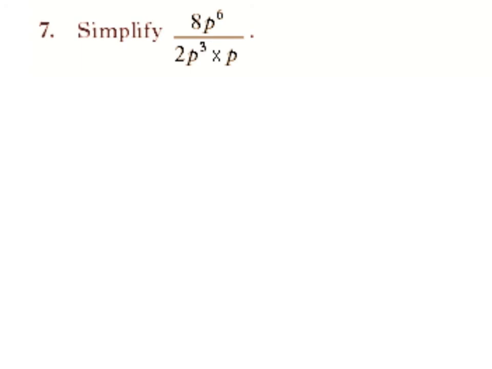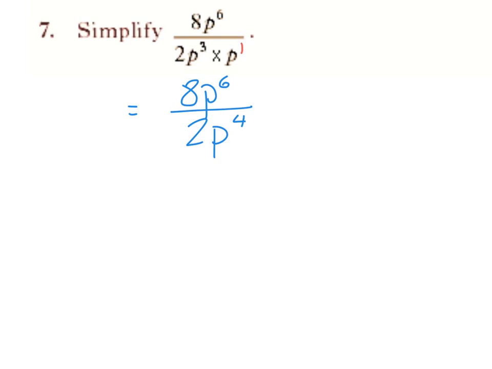Question number 7. We are given an algebraic fraction involving indices and we're asked to simplify. We're going to start with the denominator, 2p cubed multiplied by p. So we should know that the p here has a power of 1, even though it's not shown. When we multiply, the rule is that we add the indices. So the next line of working will be 8p to the power of 6 over 2p, and then adding those indices together gives us 4.